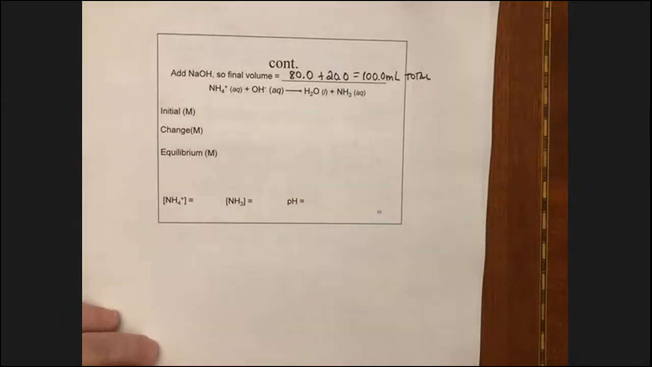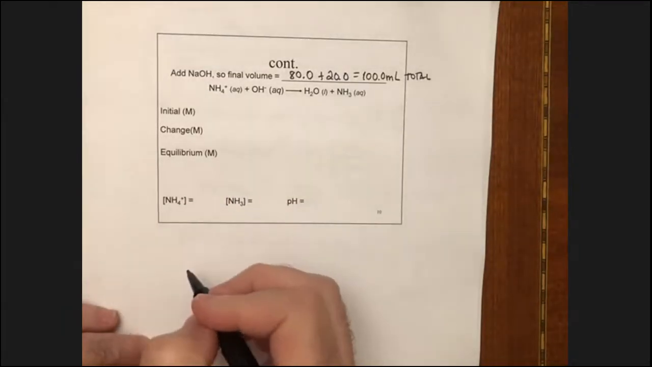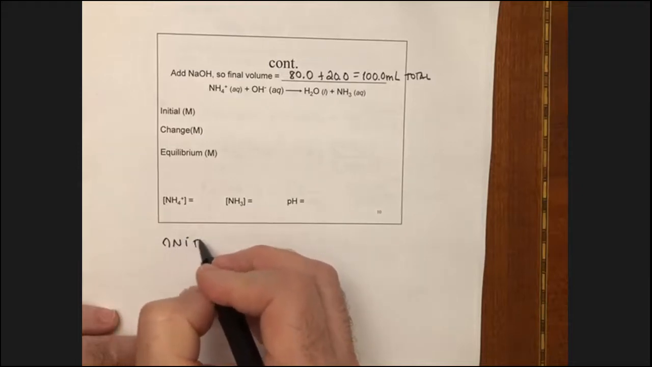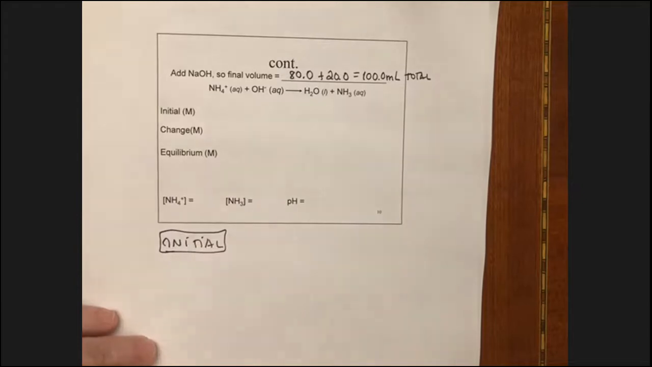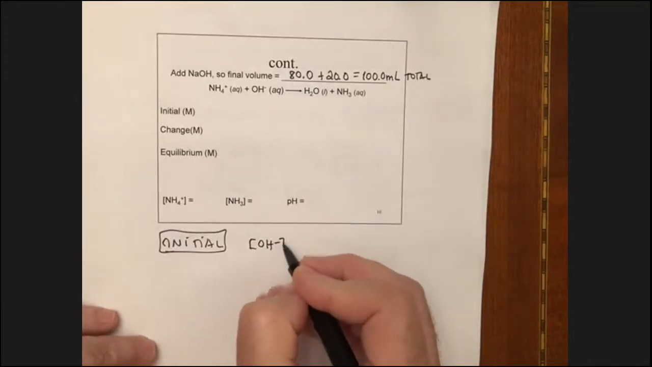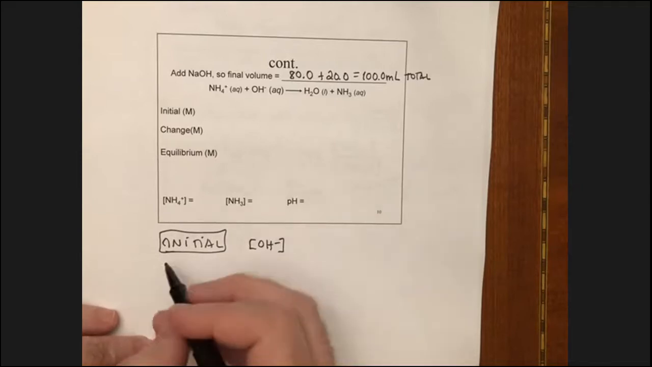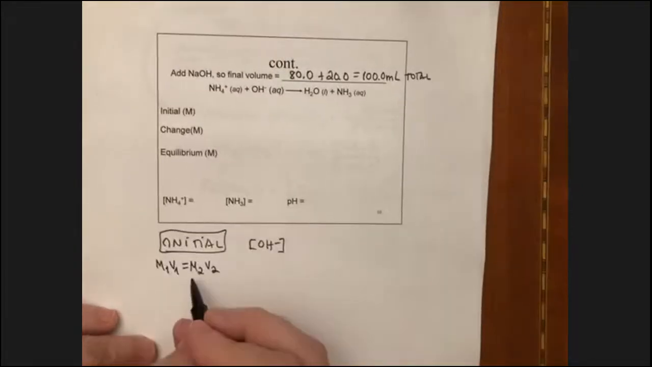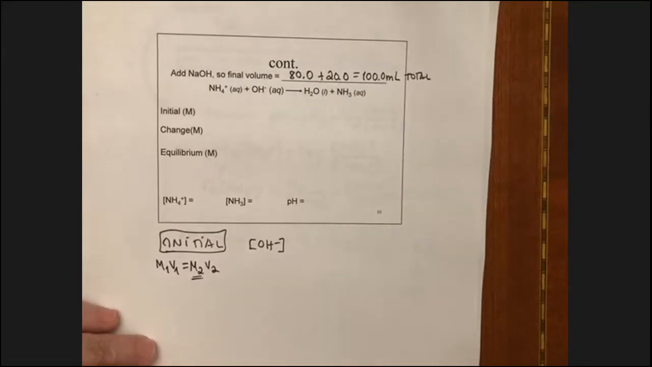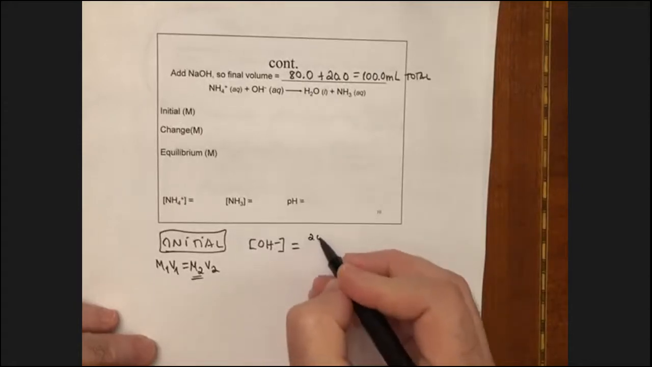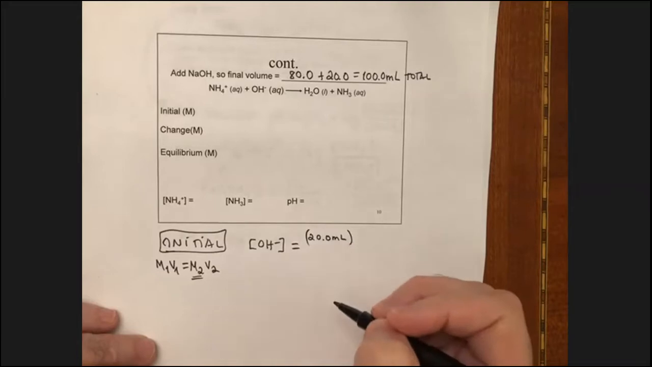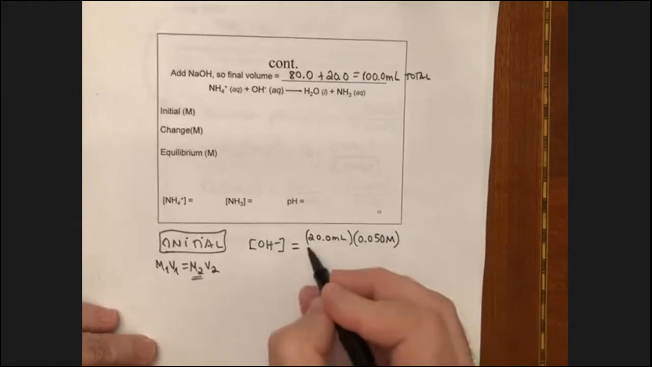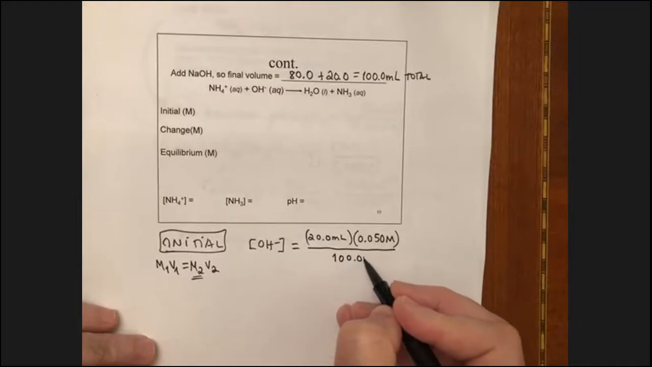All right, so let's see what our initial molarities are. Let's start with the hydroxide ion concentration. We're going to use our famous dilution formula, M1V1 equals M2V2, and essentially we are solving for the molarity at the end of the dilution process. So I added 20 milliliters at a molarity of 0.050, and it's diluted now in a final volume of 100 mLs.